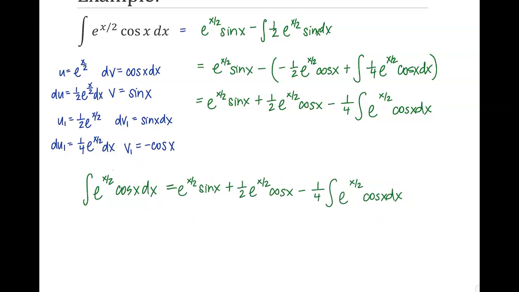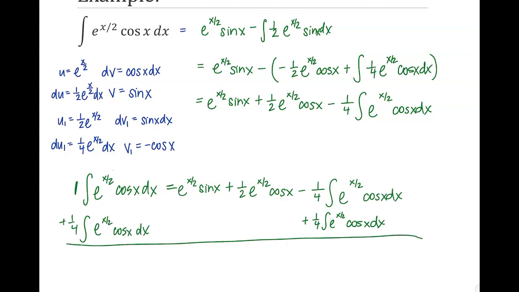Oops, there we go. All right, so here's what I have. I have the original problem is equal to this line right here. Well, I'm going to add 1/4 the integral of e to the x over 2 cosine x dx to the other side of the equal sign. Because I can think about how there's a 1 in front of this integral. So when I add 1/4 the integral of e to the x over 2 cosine x dx to both sides, I'm going to add those numbers that are in front of the integral sign, so it's like I'm adding these two together.